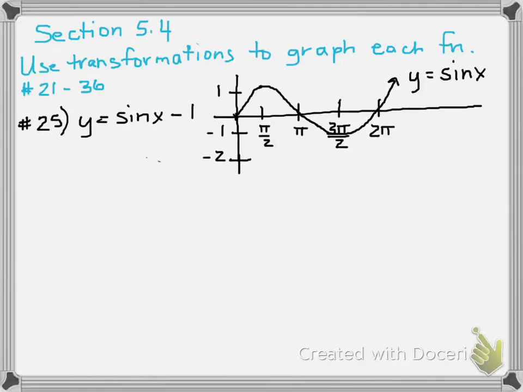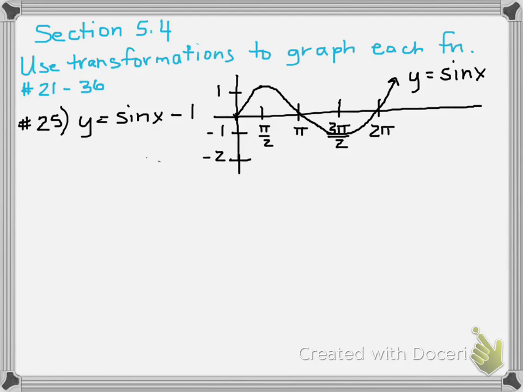Okay, in section 5.4, this is about graphing the sine and cosine functions. One of the first problems that you have to do is to use transformations to graph each function. In this example, we're given y equals sine x minus 1.